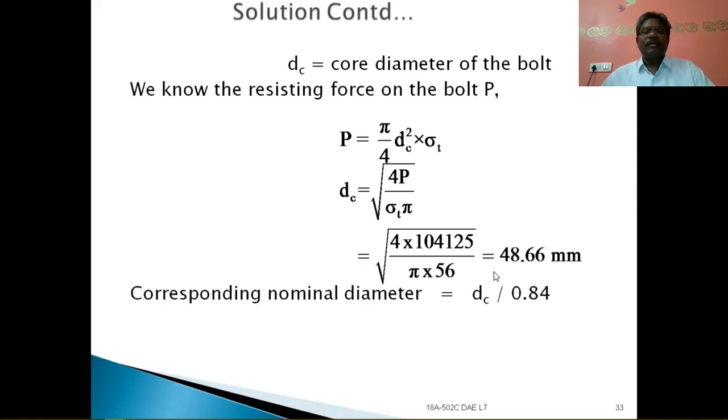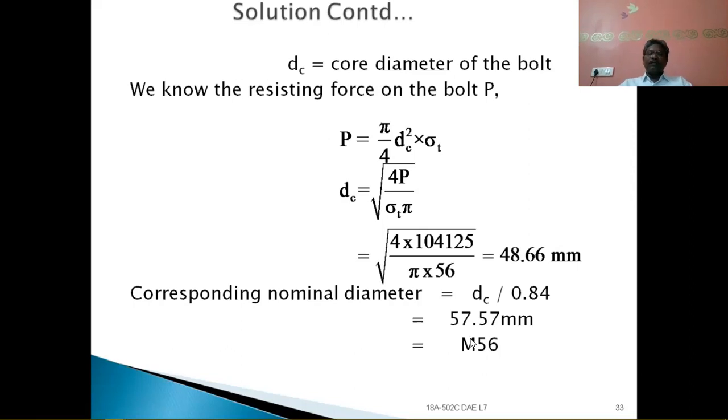So the corresponding nominal diameter will be core diameter divided by 0.84, so you will get 57.57 millimeters, and that should be taken as the next nearest value. Actually, it should be 58, not less than 57. Thereby 58 should be taken. M58 must be adopted, right? So this is the boiler stay problem.